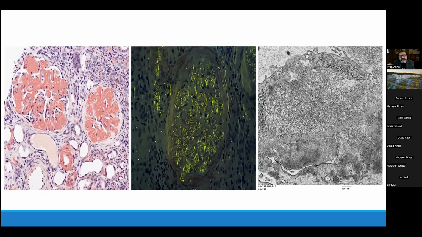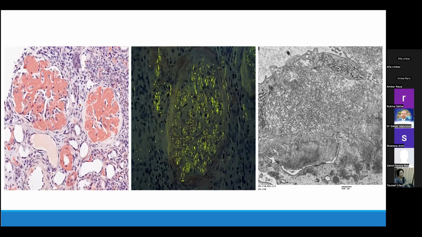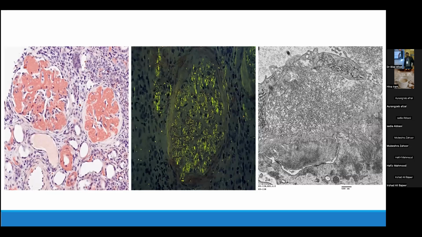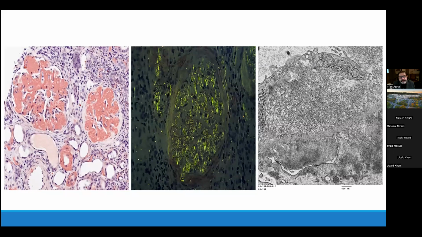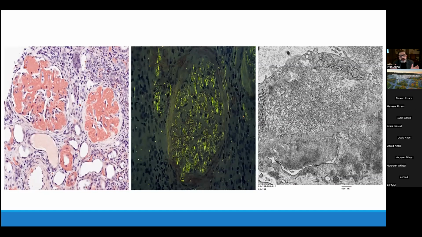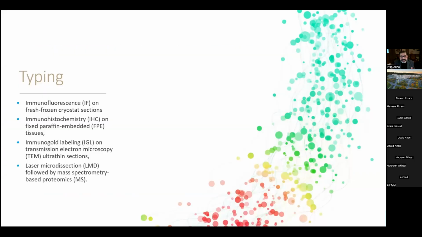So all of those things can be done to establish the first level. Does this person have amyloid or not? Once you have established this, so somebody comes to you and they've got proteinuria and so on, and you biopsy them and the Congo red lights up and you see fibrils like this on electron microscopy, if you've got access to it, then you know you've got amyloid. But does that tell you the full story? No, it just tells you they've got amyloid.